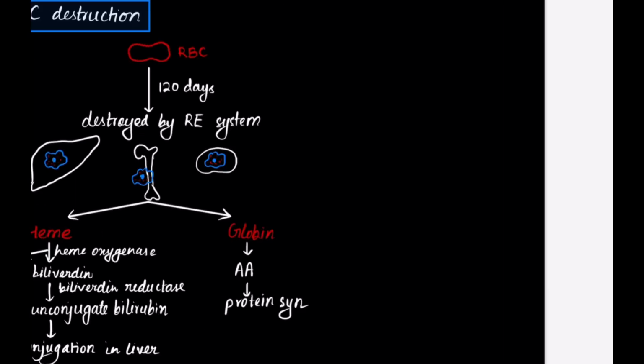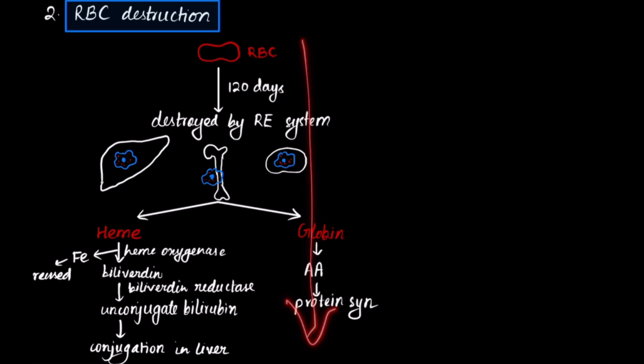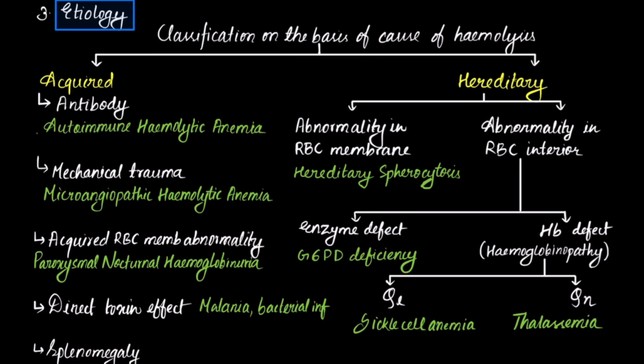Now, what you need to know is how exactly do these red blood cells get destroyed in hemolytic anemia. This is how red blood cells normally get destroyed. But in hemolytic anemia, RBCs get destroyed before they even hit 120 days. There is premature destruction of RBCs. So how do these RBCs get destroyed prematurely? On the basis of how they get destroyed, we have classified hemolytic anemia into various types. Let's look at it.